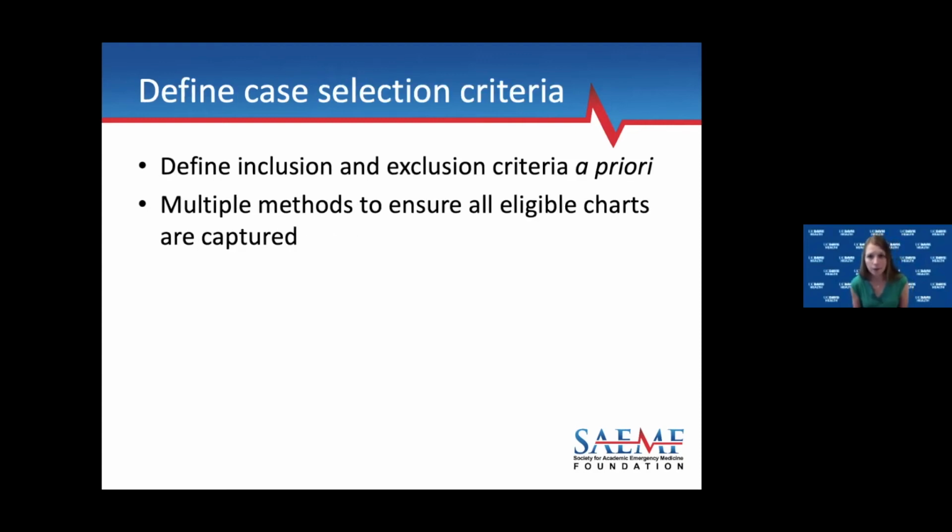You want to carefully define your inclusion and exclusion criteria a priori. You have a lot of options for how to identify your cases. Some commonly used things might be chief complaints, diagnosis codes, receipt of a certain medication, or undergoing a specific procedure. In general, you want to ensure that all eligible charts are captured, and this typically requires using multiple methods.